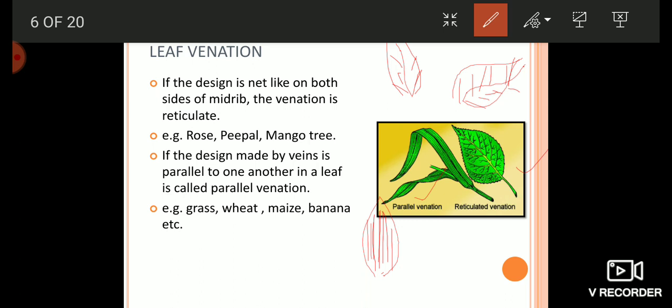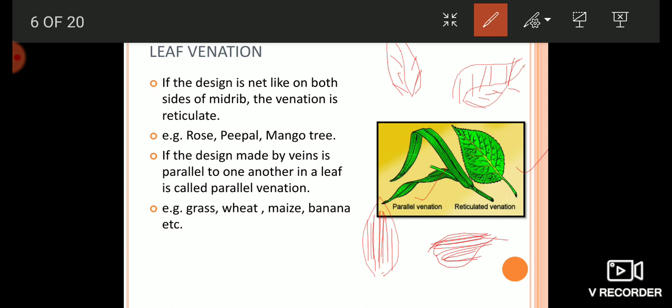Okay, now you can see this venation. These are vertical lines. Now again I draw another leaf having horizontally parallel venation. Okay, and parallel venation is found in grass, wheat, maize, banana, etc. Are you getting these two types of venation? In reticulate venation, the veins form a net-like design, and in parallel venation the lines or veins are parallel to one another.